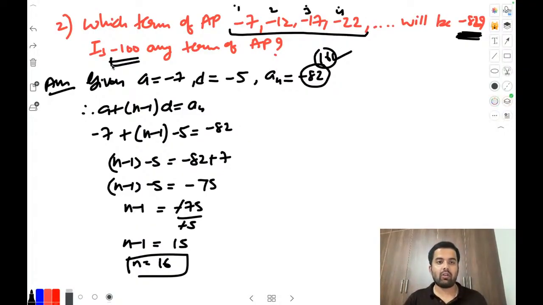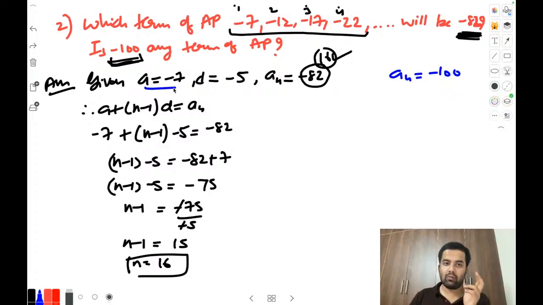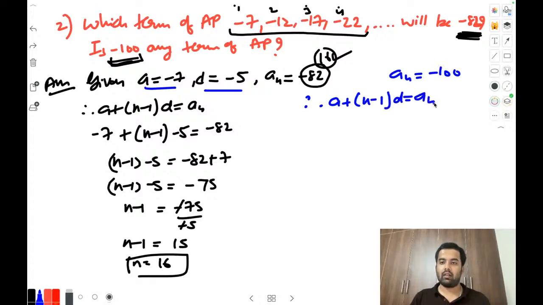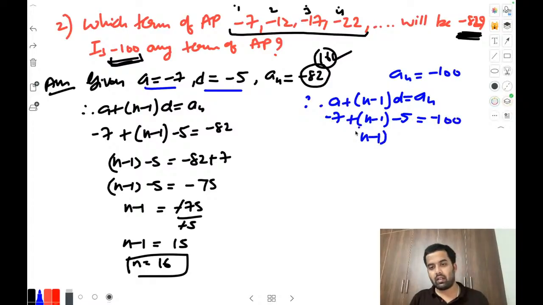Now the second question is asking whether -100 will come or not in this particular AP. So what to do? Do it the same way. Only one thing will be changed here. What is that change? AN place keep -100. That is the only change. A value and the D value remain the same. Let me write the formula again, same thing. Now keep the values again. -7 plus (n minus 1), d value is -5, and this is -100. Okay, (n minus 1) times -5, and this becomes plus 7, correct?